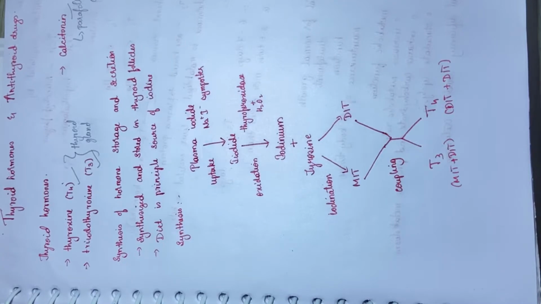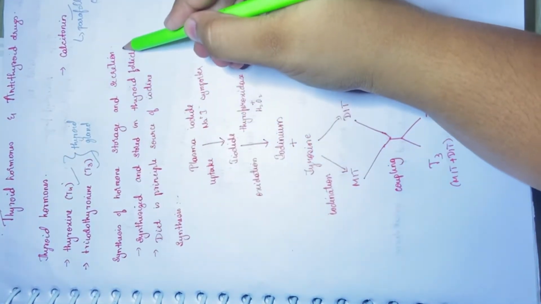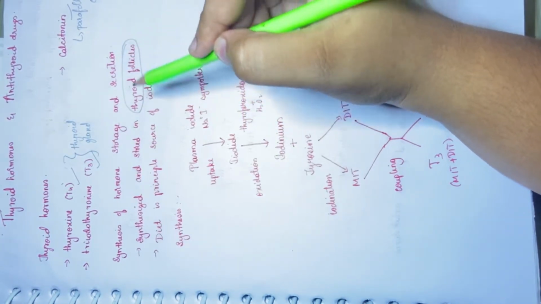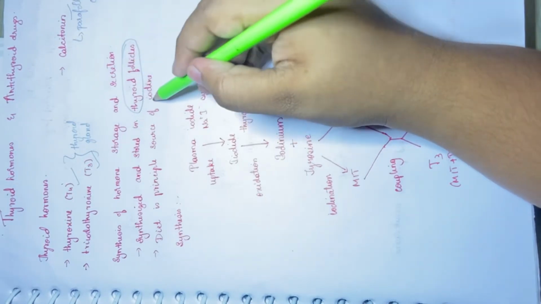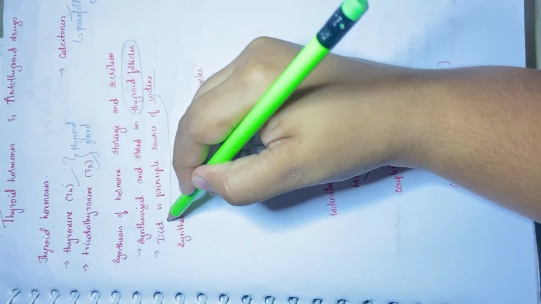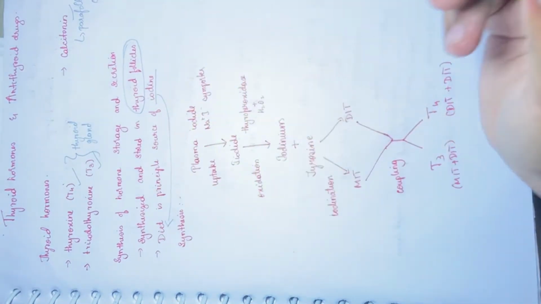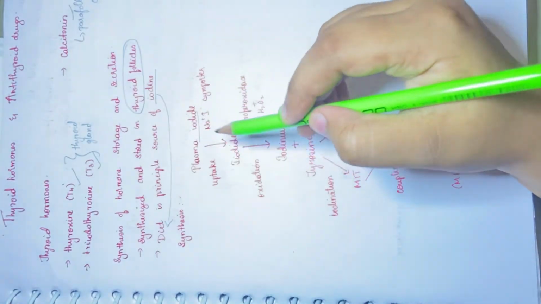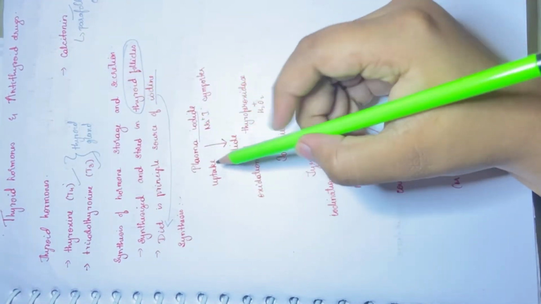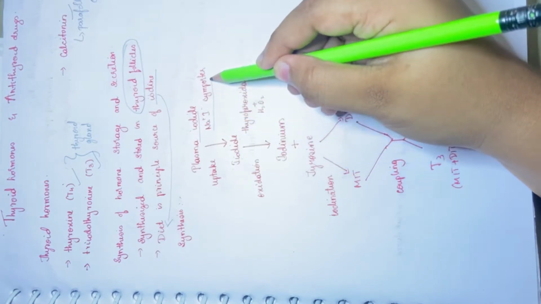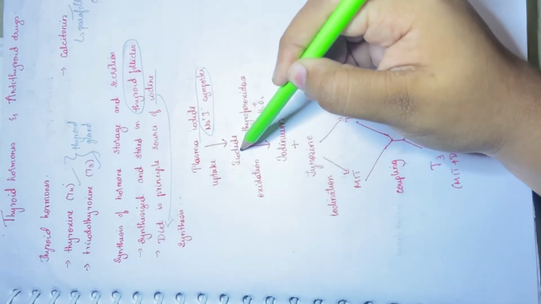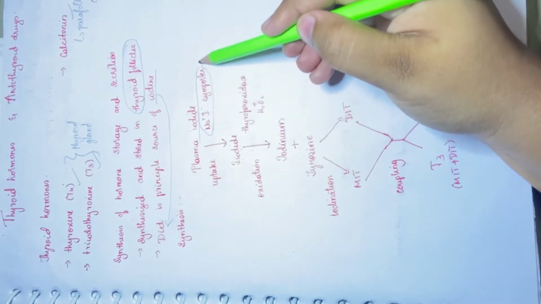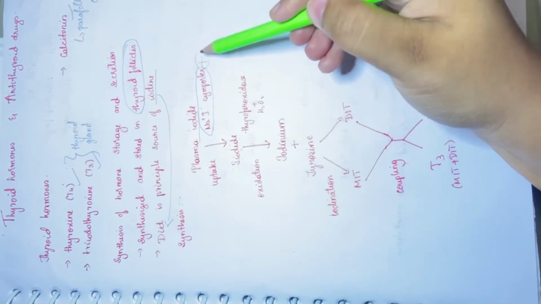How is thyroid hormone synthesized? It is synthesized and stored in thyroid follicles. For the synthesis of thyroid hormone, the main component is iodine, which is obtained from our diet. How is it synthesized? The plasma iodine, which is the iodine present in the plasma, is taken up by the thyroid follicles by the sodium iodide symporter. So now the plasma iodine is inside the thyroid follicle because of the sodium iodide symporter.